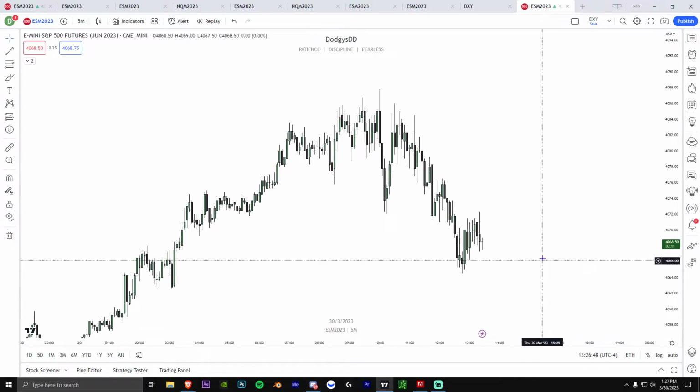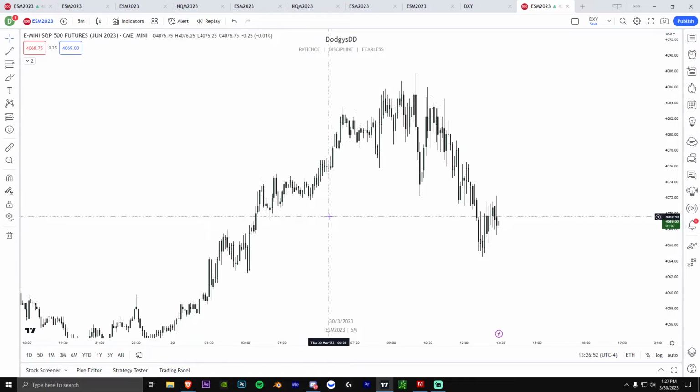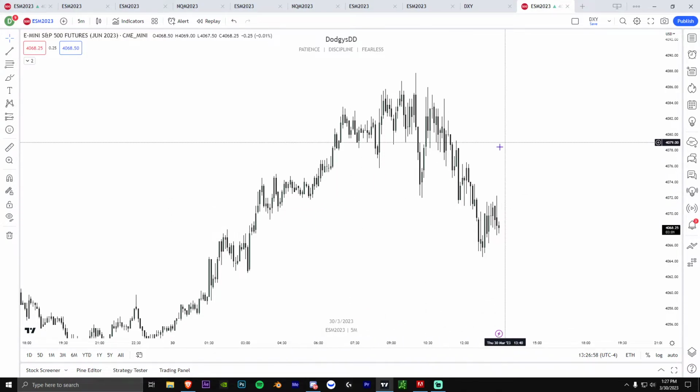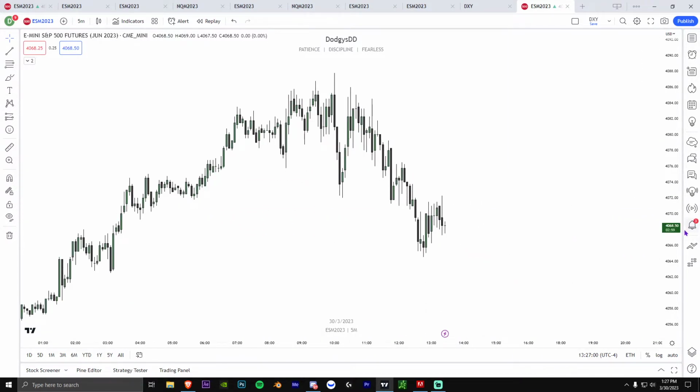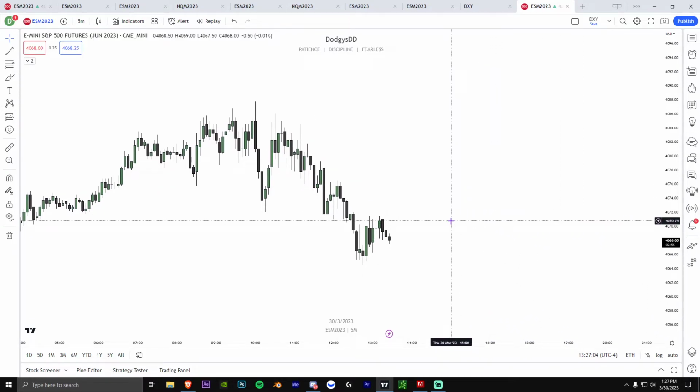So I have pretty much three main rules. When learning ICT, my first rule, and probably the one that has saved me the most, is not longing with equal lows below and not shorting with equal highs above. So first off, what if there's both?